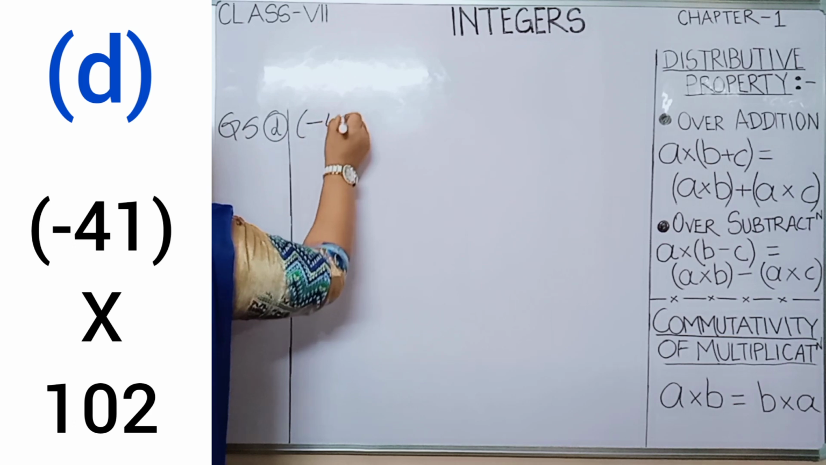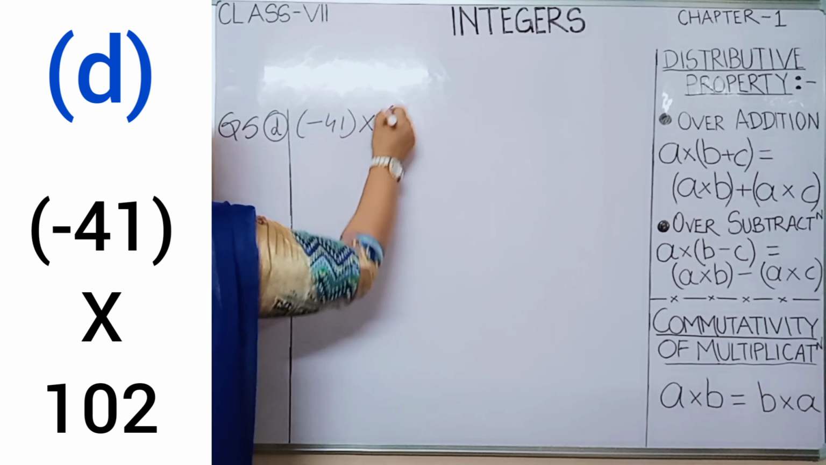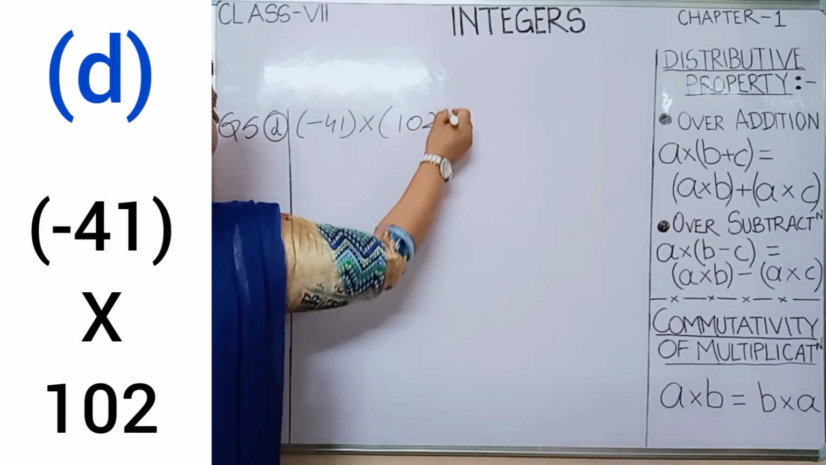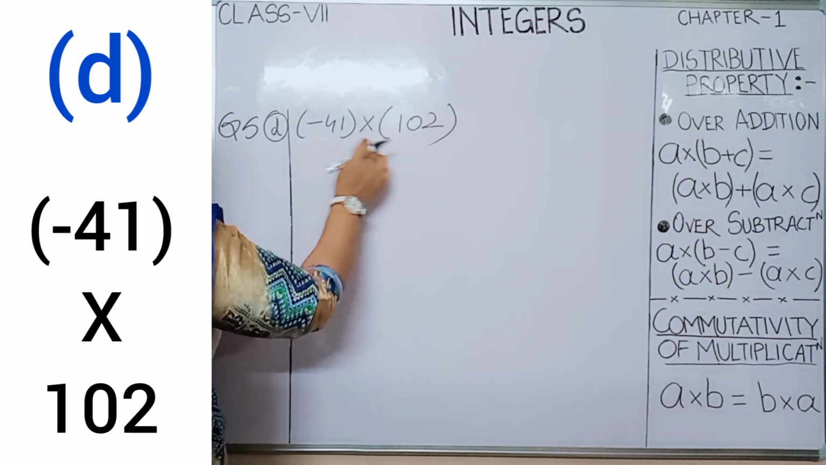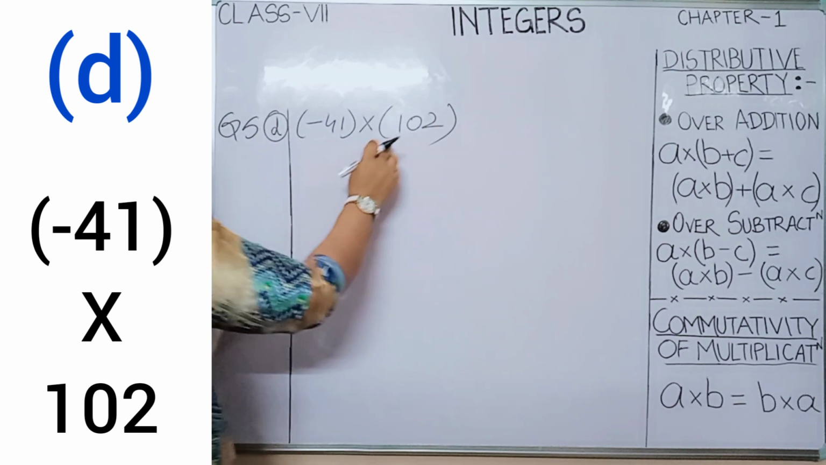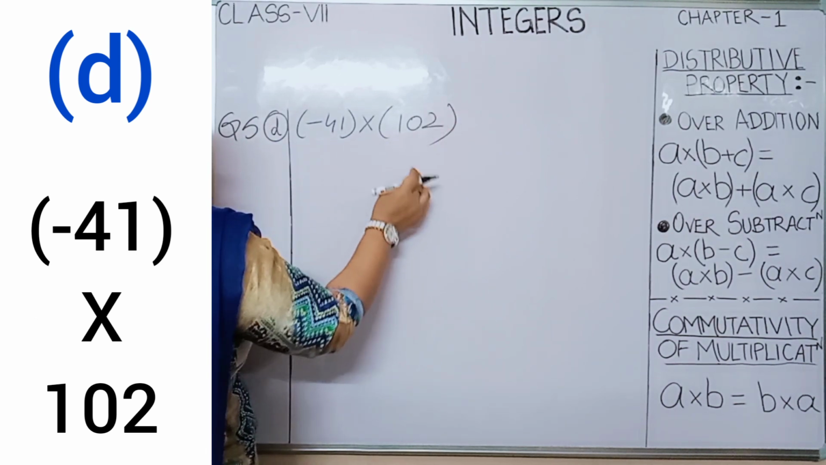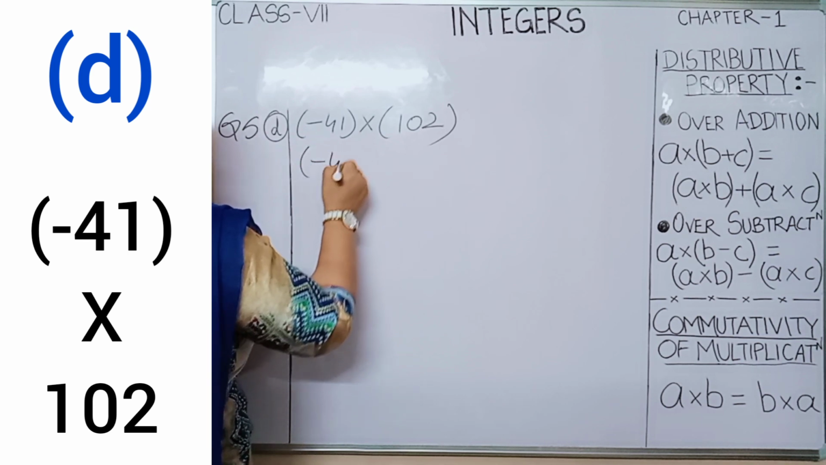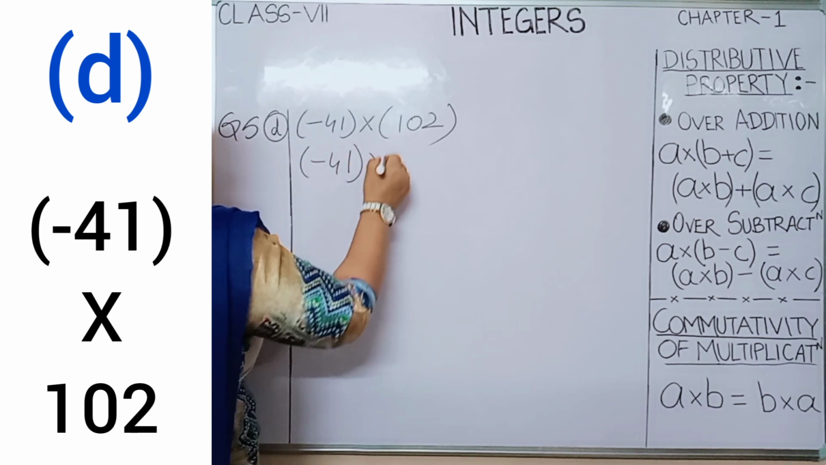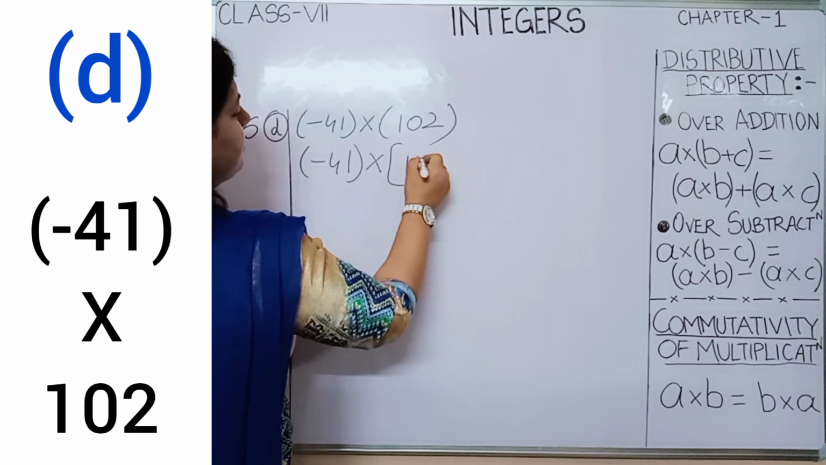Minus 41 multiply 102. Here 102 is a bigger number, so we have to split this number into 100 plus 2. It is 100 plus 2 now.